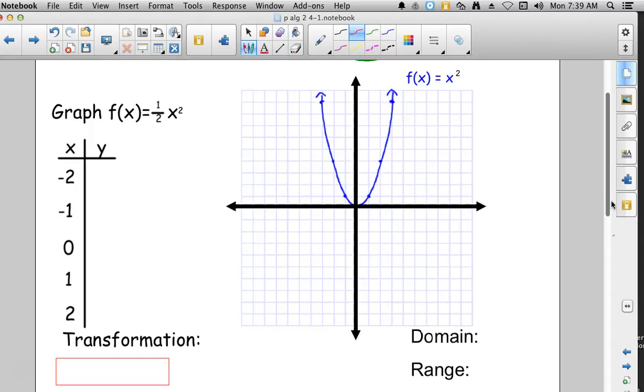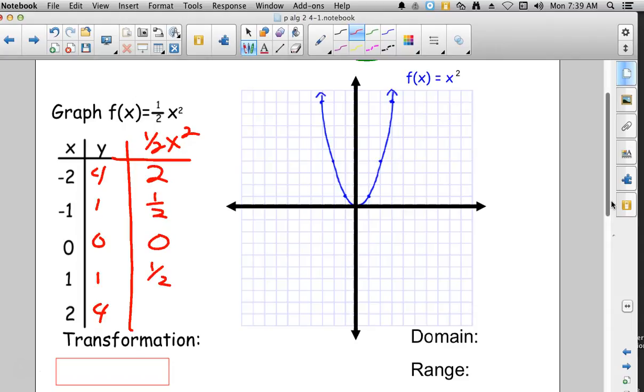So normally, if we just did x squared, we'd say parent function 4, 1, 0, 1, 4. But that's not what we're doing this time. We're doing a half of that. So I need half of my 4, half of 1, half of 0, and then it just repeats again because of the symmetry. So when we graph, we only use the x's and then the values that we got when we took 1/2 times those y values. So negative 2, 2, negative 1, 1/2, 0, 0, and then you could just use symmetry, whether you want to do the right-hand side first and then the left-hand side, or go back the other way.